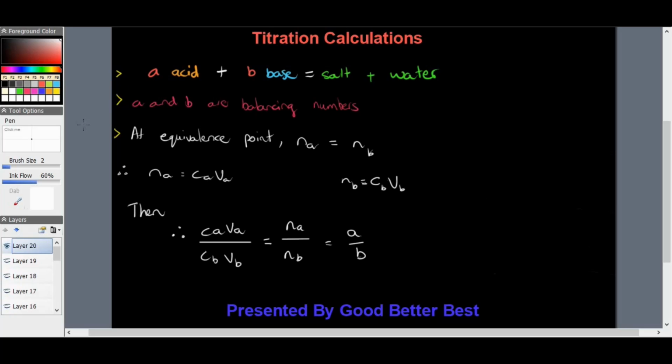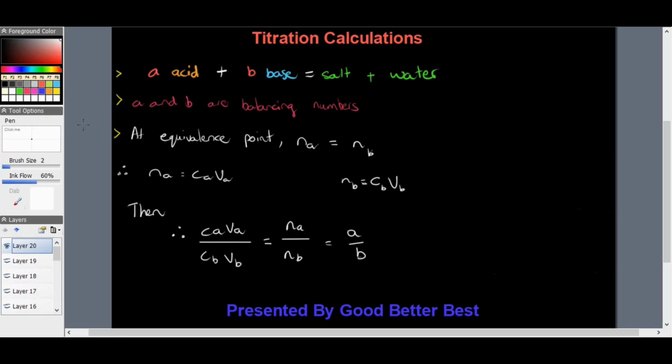It follows a general equation of a normal acid-base reaction. So you have an acid plus a base, you get a salt plus water. Notice you'll see letters there such as A and B. What are A and B there for? A and B are the balancing numbers, because as we know, all equations must be balanced.